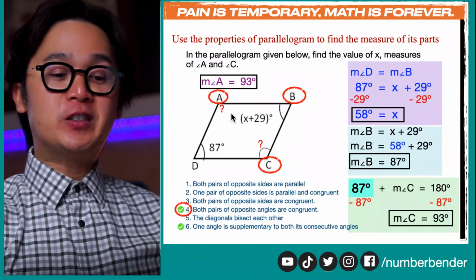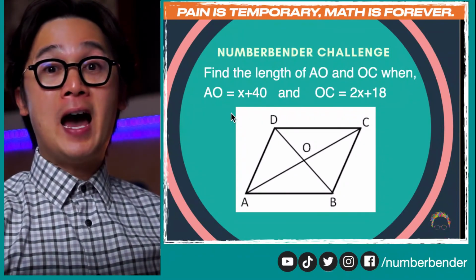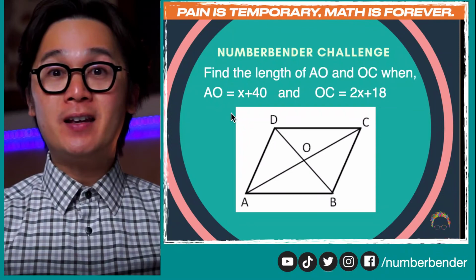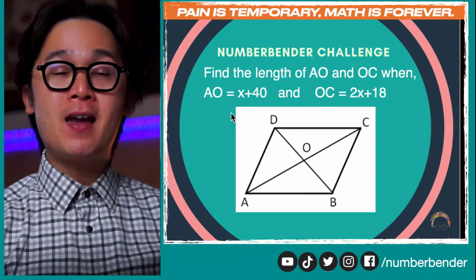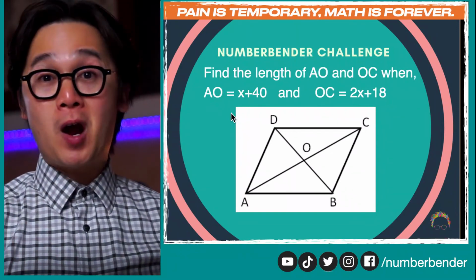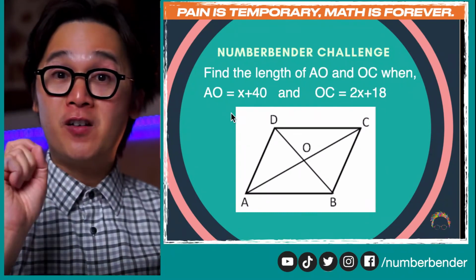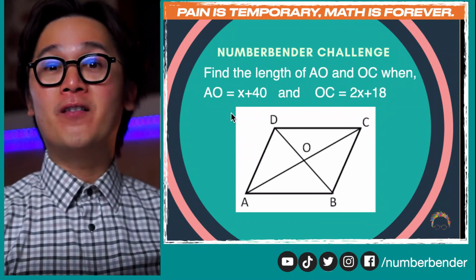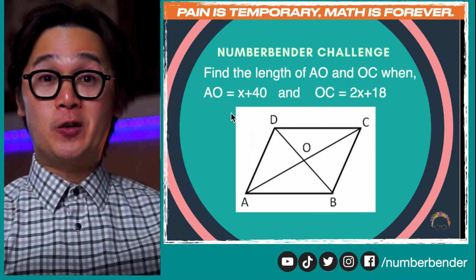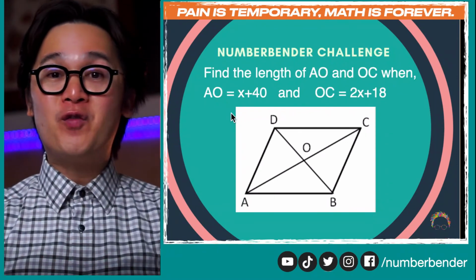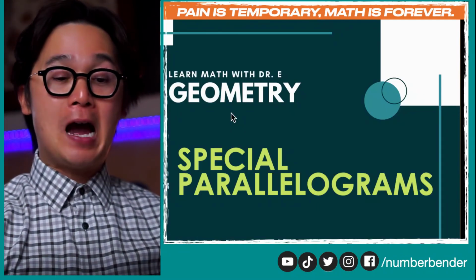So for today, your number bender challenge is to find the measurement of line AO and line OC, given that AO is x plus 40 and OC is 2x plus 18. Use your conditions or properties of a parallelogram and come up with your equation that will help you find the values of x so that you can find the length of those line segments that you're working on in this number bender challenge for today. So comment it down below and let's see if you can find the measurement of the diagonals that we are looking for.